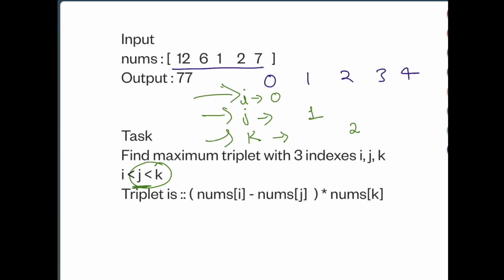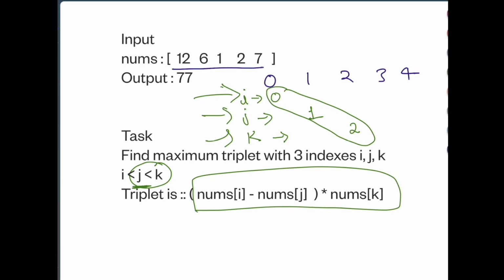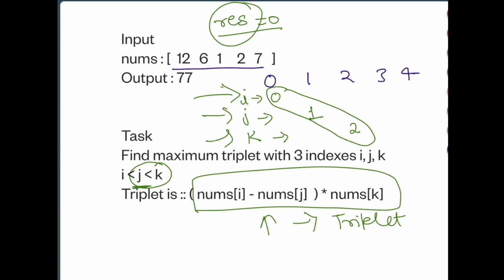Now run these 3 loops, and every time you get a unique set of indexes, put them into the formula, and then you can find the value of a triplet, and you can just maintain a variable result which will be initially 0. And each time you find a new triplet, see if it is more than your current result, and if it is, then put this into your result variable, and at the end you can return this result. But the problem is this is going to throw a time limit exceeded error, TLE.